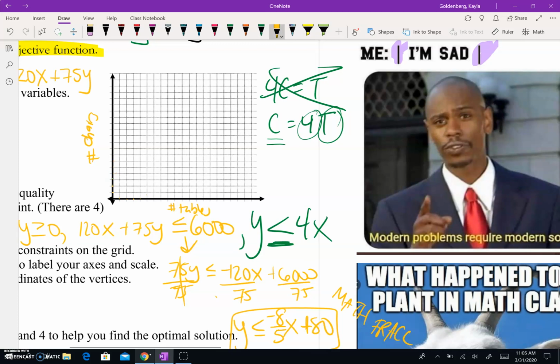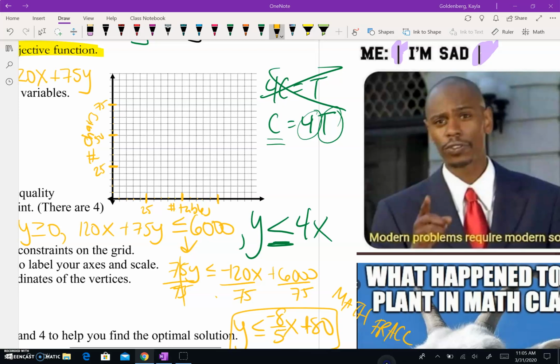5, 10, 15, 20, 25. 5 more boxes will get us to 50. 5 more will get us to 75, and then 80 will be just one further. That'll be 25, and you don't have to mark every single tick mark. It's just to give some scale.